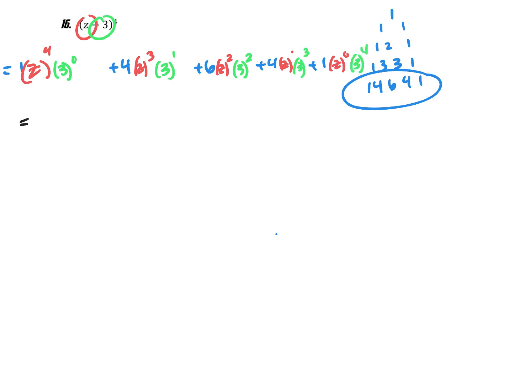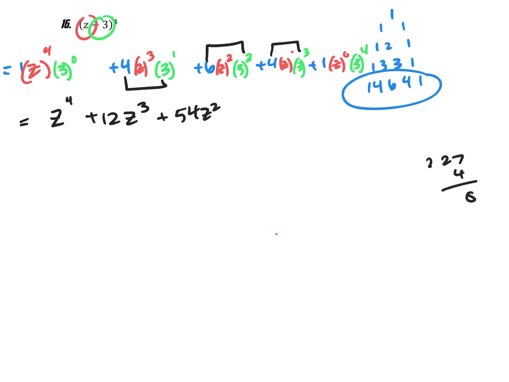And now simplify. 3 to the power of 0 is 1, so I just have z to the 4th here. Here I'm going to have 4 times 3, so 12z to the 3rd. Here I'm going to have 6 times 9 times z squared. Well, that's going to be 54z squared. Here I'm going to have 4 times 27. I'm going to do that off to the side over here. That's going to give me 108z plus 3 to the 4th, which is 81.